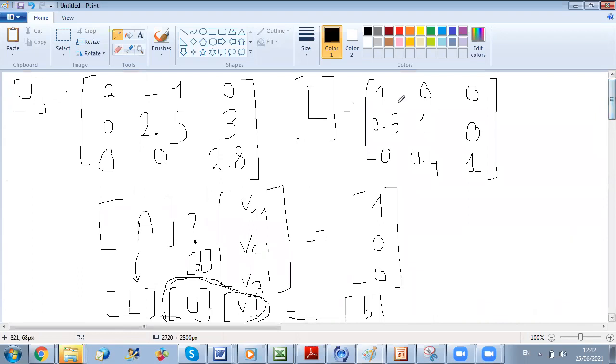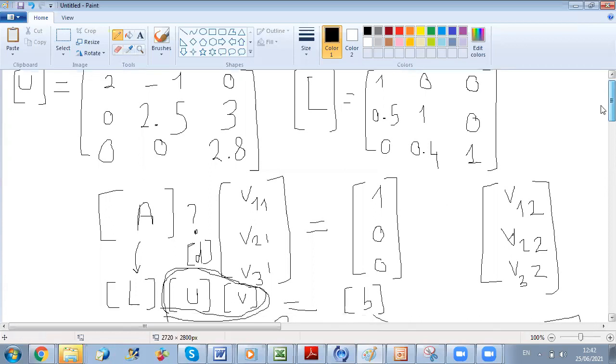So now we know this first column of A minus 1. In the next step, we will find V12, V22, and V32. This is our second vector to determine. Now let us do the procedure together again.